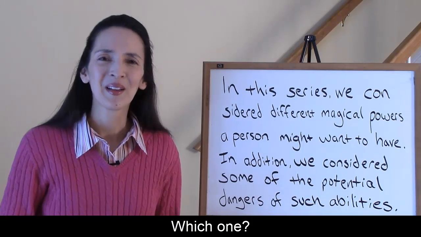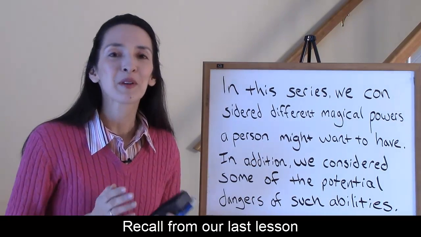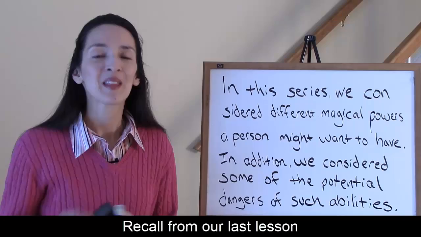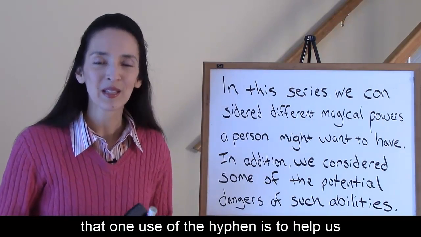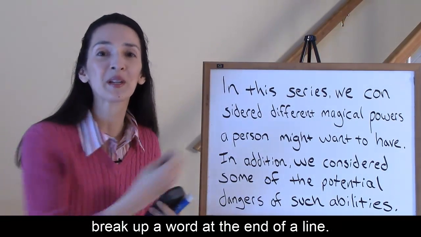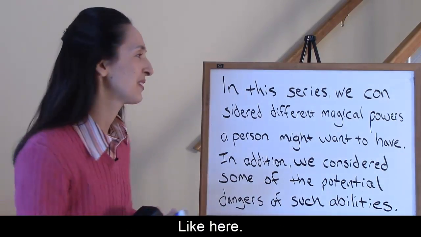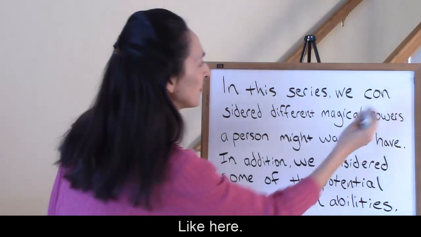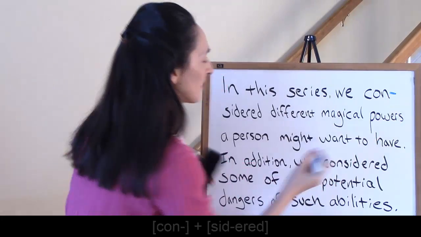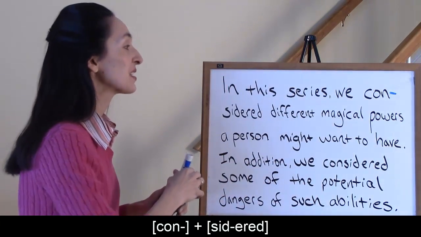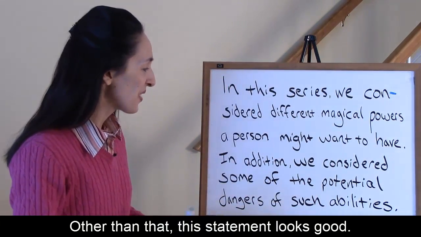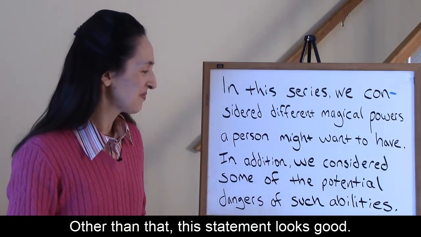Which one? A hyphen. Recall from our last lesson that one use of the hyphen is to help us break up a word at the end of a line. Like here, considered. Other than that, this statement looks good.